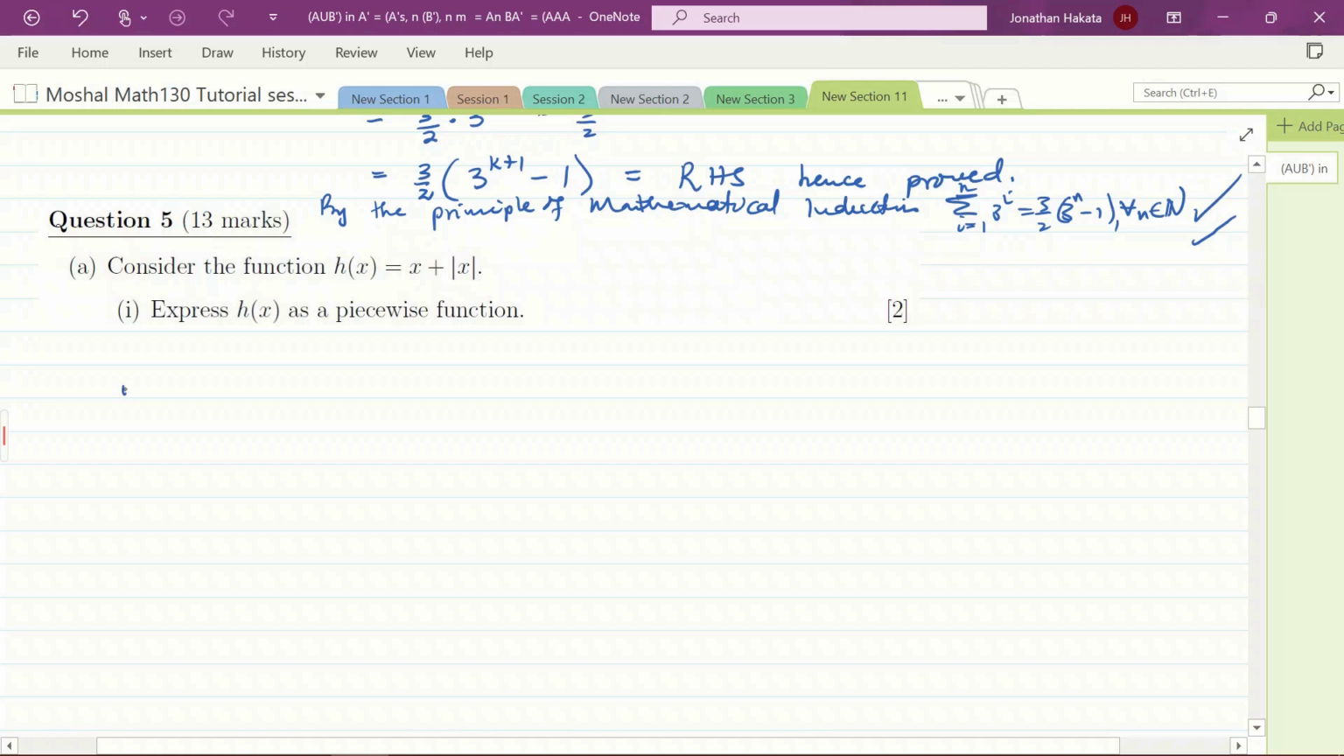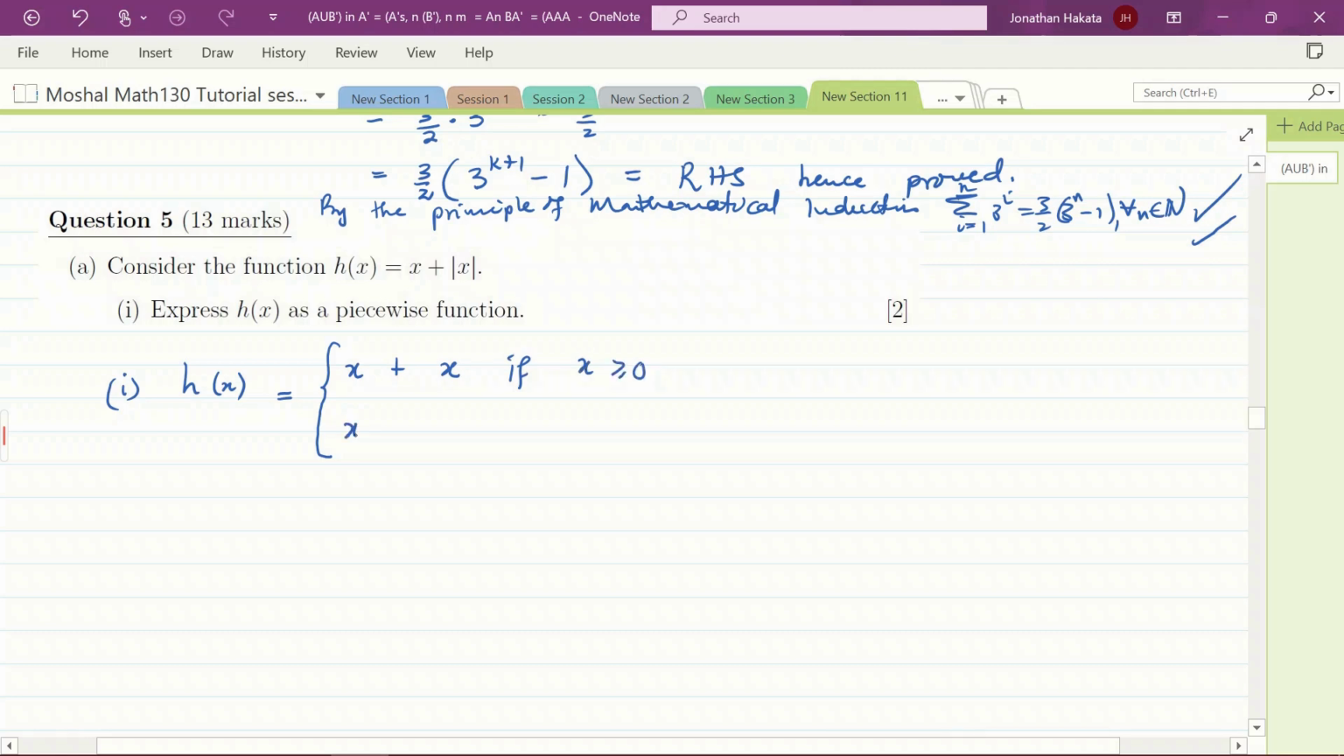So part 1, we want to express a piecewise function. Modulus means 2 things, a positive or a negative. So h of x can be written as, let's put this parenthesis. Normally we use this bracket. So it's x plus, we can take x if x is greater or equal to 0.